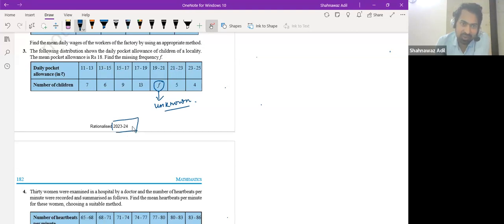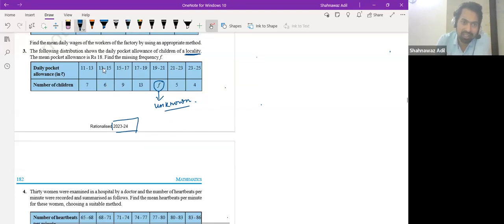2023-24. Are you guys getting this much pocket allowance? No, sir. This data is totally incorrect. So this is not your locality. This may have been my locality when I was a child, so I used to get this much pocket allowance, 5 to 15.